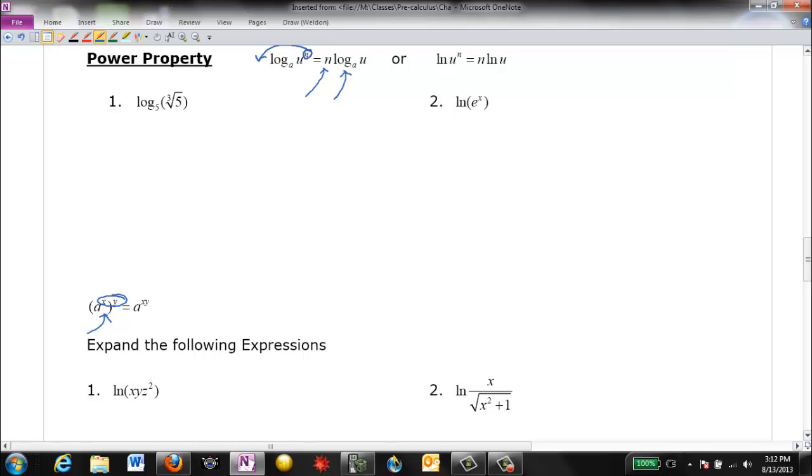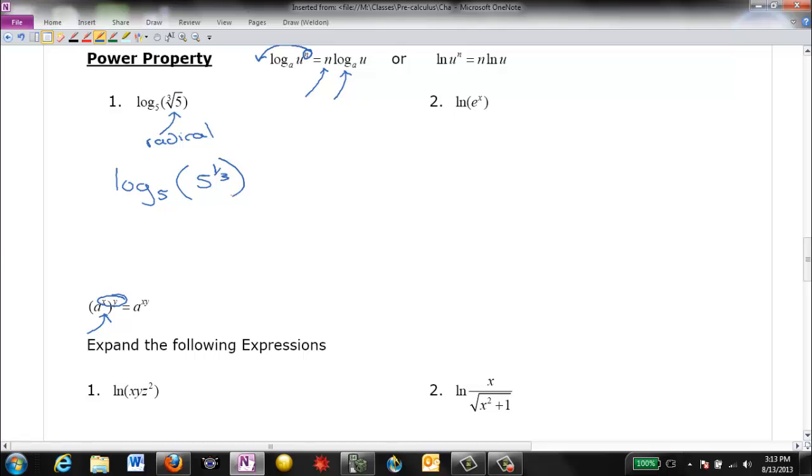So let's take a look at an example here with number 1. So you'll notice here inside of the log we have a radical. And remember, a radical is nothing more than a fractional exponent. It's more handy when you're dealing with logarithms to be in exponent form versus a radical form. So I'm going to rewrite this as log base 5, and then inside of that log, rather than having the cubed root of 5, I'm going to say 5 to the 1/3. And that's equivalent. Saying 5 to the 1/3 is the same thing as saying the cubed root of 5.